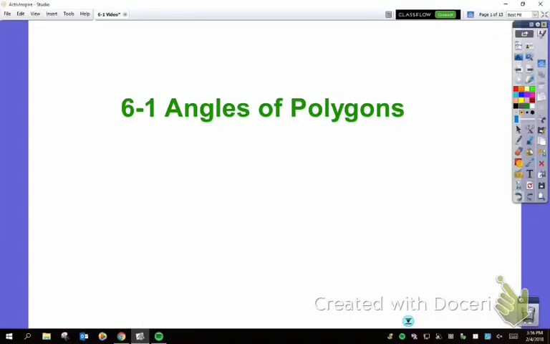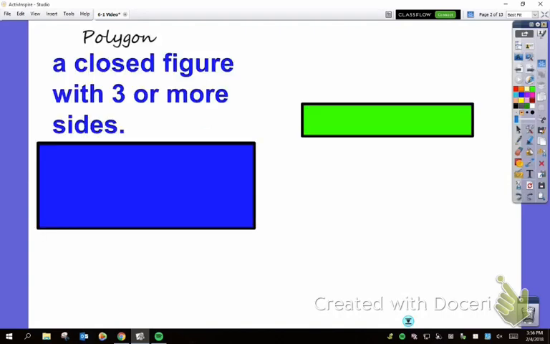Alright, so today we're talking about the angles of polygons. First, we have to talk about polygons in general. Now, you've heard of polygons since you were in middle school, and a polygon is just a closed figure with 3 or more sides. Okay, now the important part there is it has to be closed, and if it only has 2 sides, it cannot be closed.